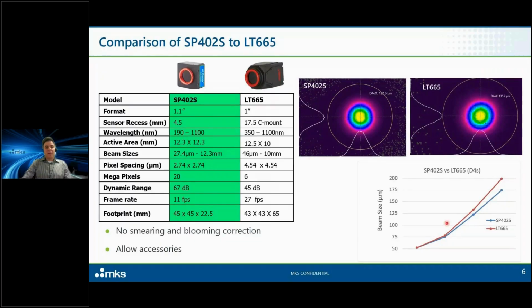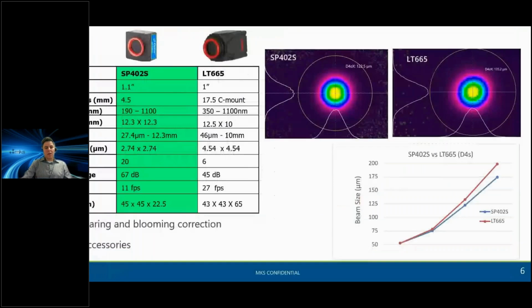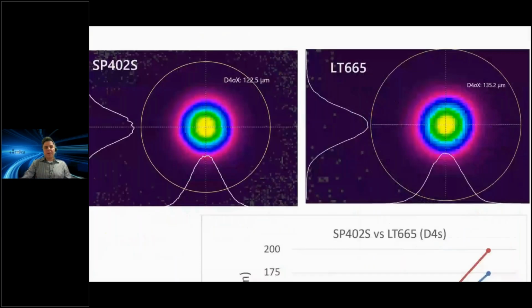If we compare the actual beam characterization between the two cameras, between the SP402S and the LT665, let me enlarge the image. We can see that the LT665 for beams above around 70 microns show slightly larger beams, and this is due to the blooming of the LT665 camera. You can see now that above 70 microns, the red line represents the LT665, and it shows larger beam size than the SP402S. And that's because of the blooming effect in the LT665.